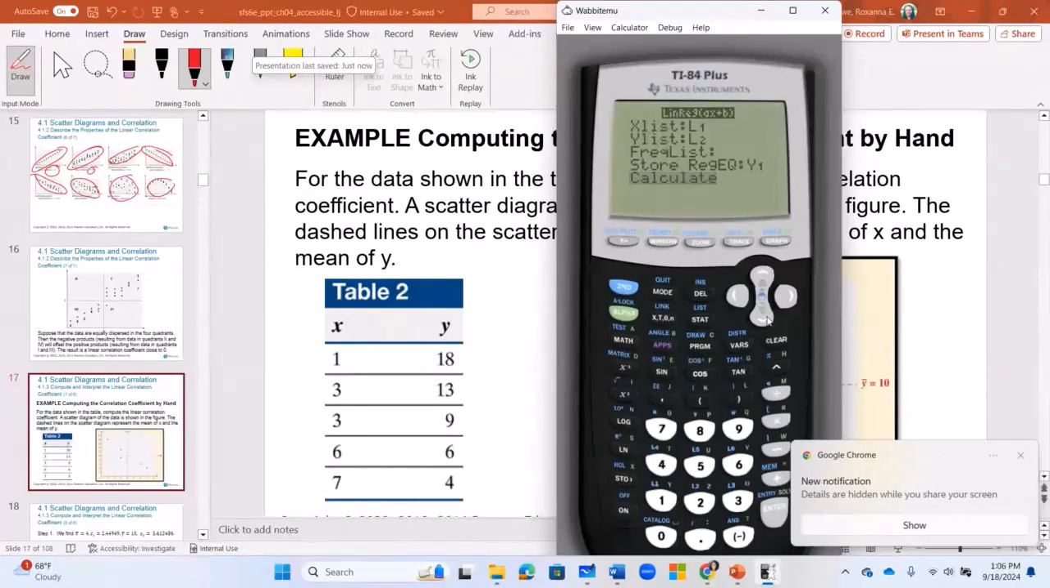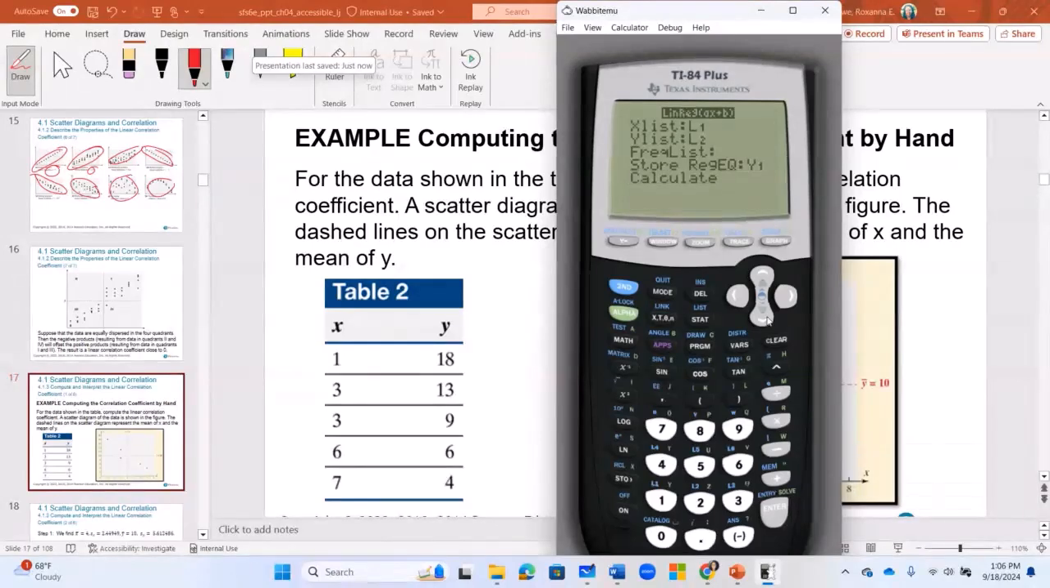Remember what I have told my calculator already. I told my calculator that I want 3 decimal points. I want you to calculate the coefficient of correlation for me also. That's why I turned diagnostic on. And I also want coefficient of determination, R squared. Okay, so I will just ask my calculator to calculate.